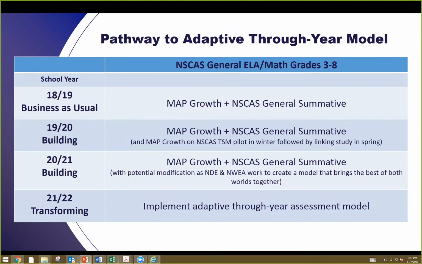In 20-21, we're going to continue building. We're going to be doing lots of behind the scenes testing, running simulations, trying to better understand how each of those is working. We're still going to have MAP growth and NSCAS general, but we're going to be investigating, researching, doing all these studies behind the scenes in these next 2 years. And then in 21-22, we're going to implement the adaptive through-year model.